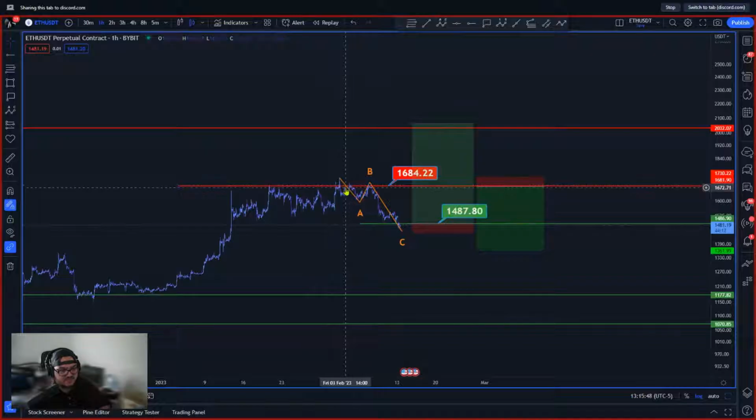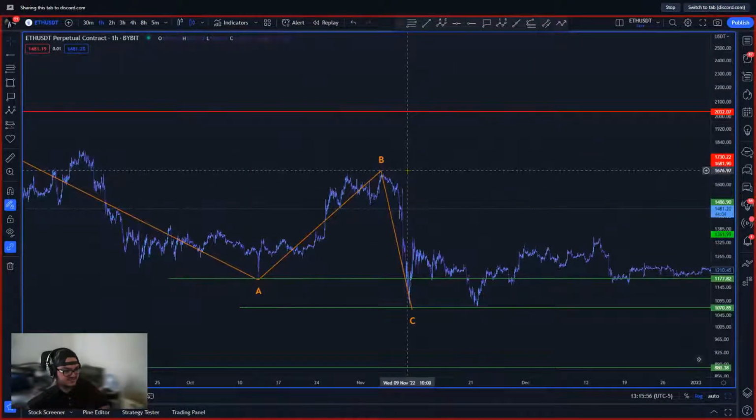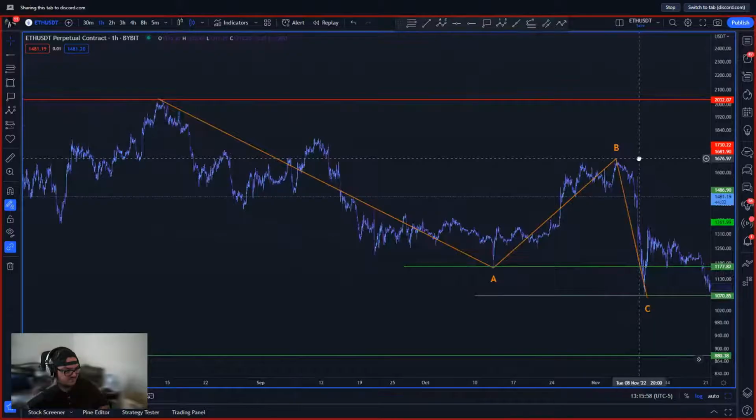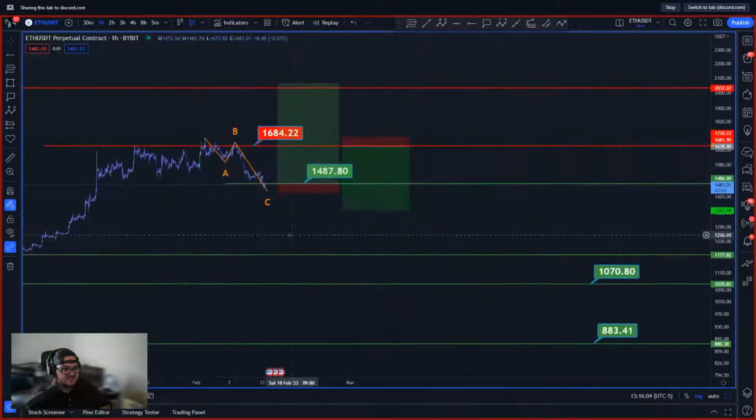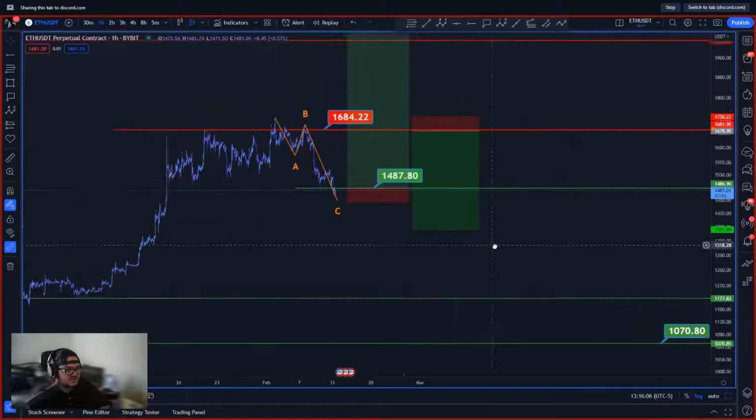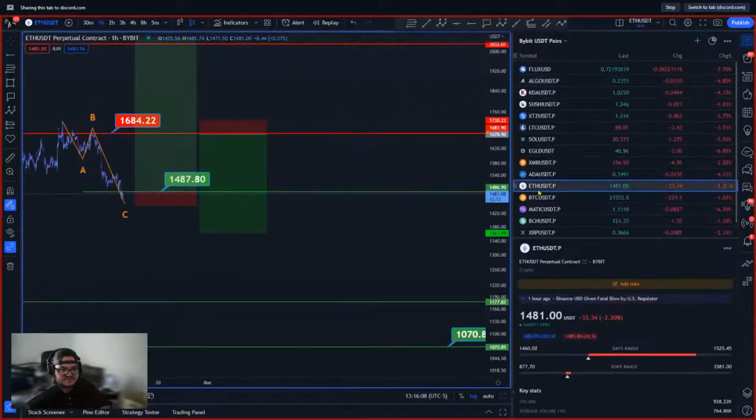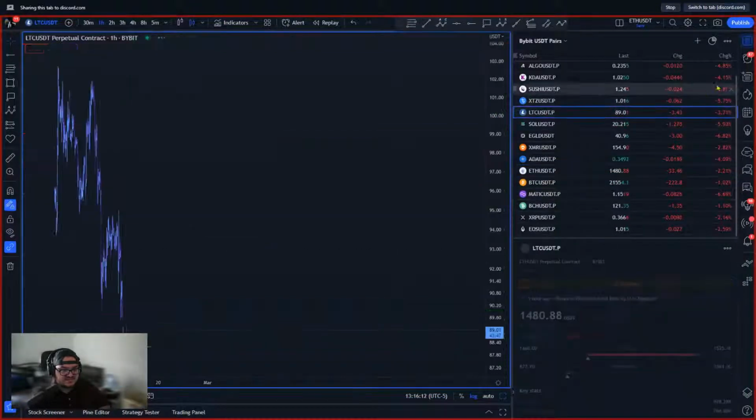If we do push past that resistance around 1684, the next step is going to be 2032. There is possibly a pit stop around 1789, but the main pivot is around 2032, right? And then let's go over LTC real quick because those are pretty much the main positions I'm looking to take.